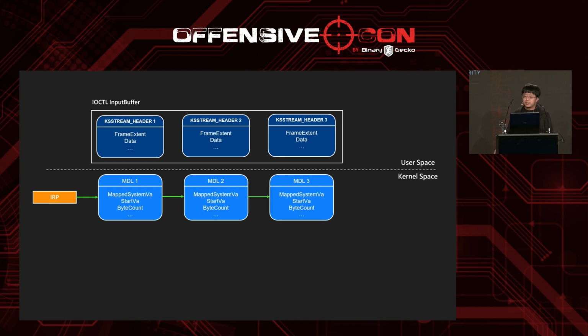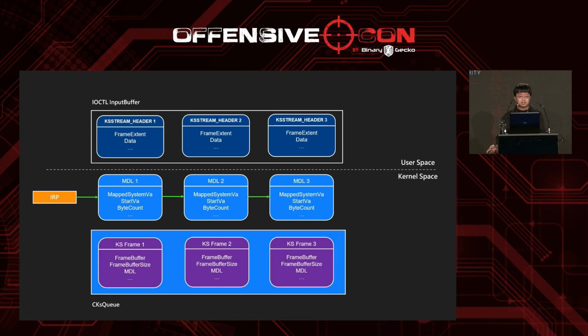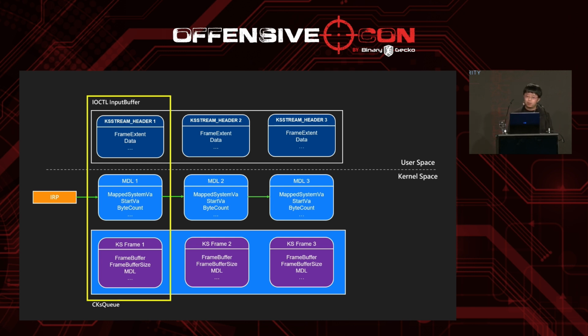Case will create an MDL chain according to the case stream header array. And then the IRP, along with the frame buffer and the size information, is stored into each case frame structure and placed into the queue, waiting for the worker to capture image data from a device into the frame buffer. Each frame has a one-to-one mapping with a stream header, an MDL, and a case frame.